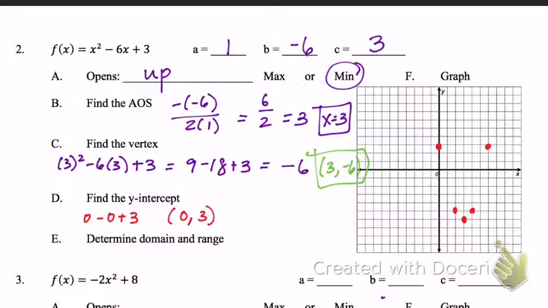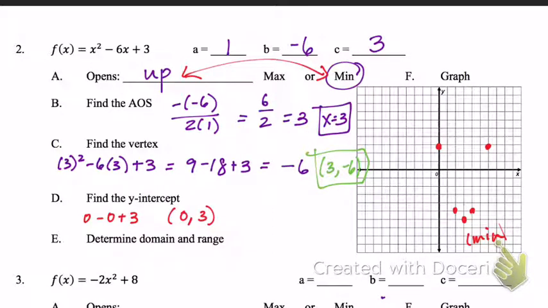Okay, so looking at this, it opens up because my a value is positive, which means in turn that I have a minimum. So these two go hand in hand. If it's opening up, that means I have a minimum value. My minimum is going to be at 3, negative 6.